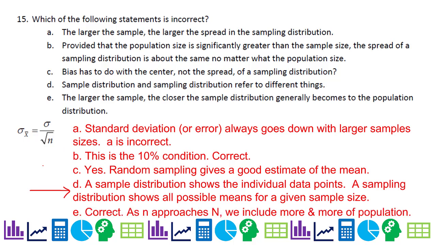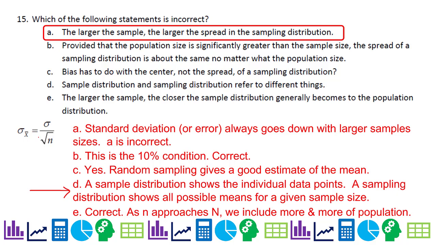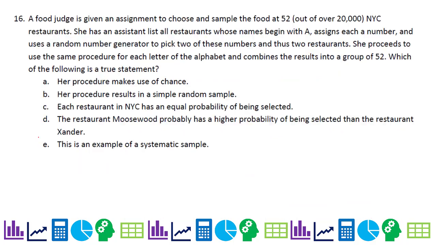And then E is correct because as n approaches N, we include more and more of the population. So the distribution of the sample, we're not talking sampling, sample, is going to look a lot more like the population. All right. Last, so the larger the sample, the larger the spread in the sampling distribution is incorrect. The answer is A on 15.